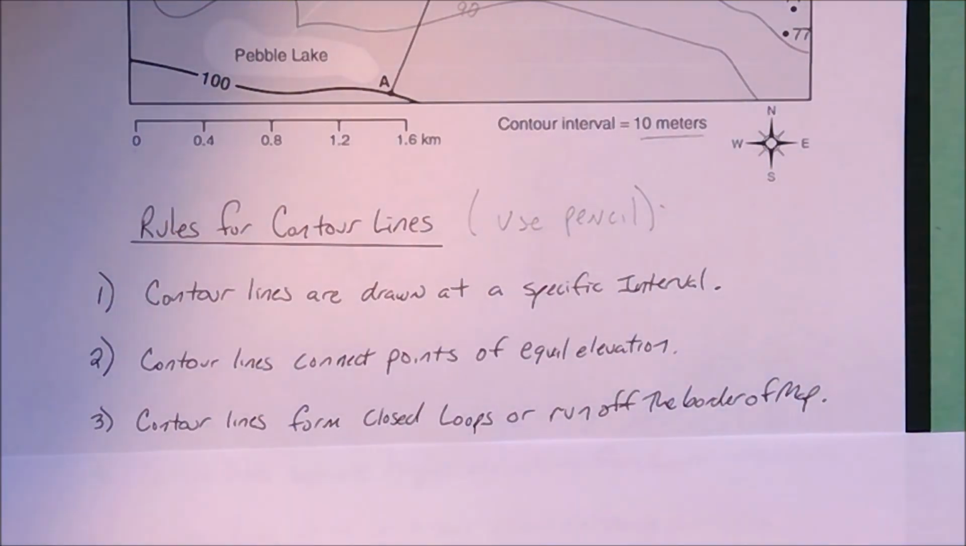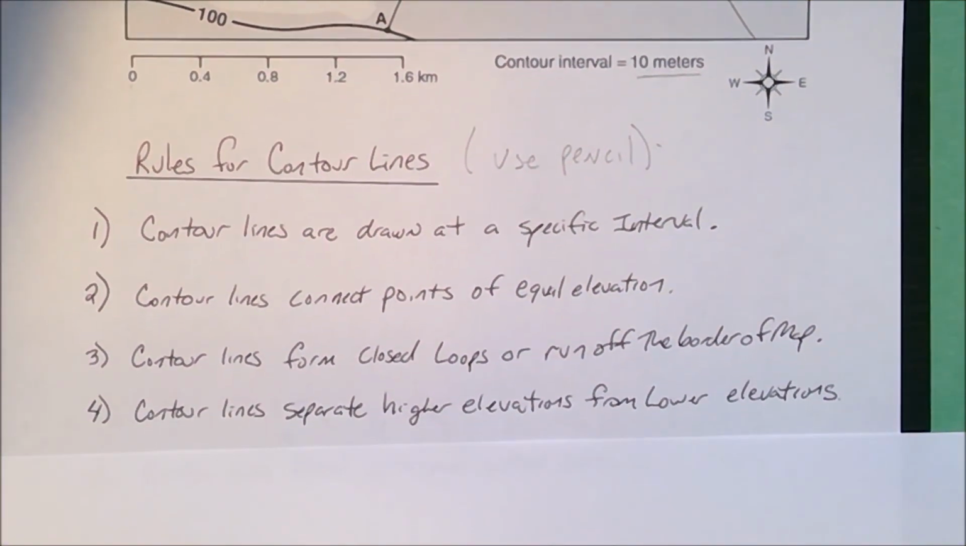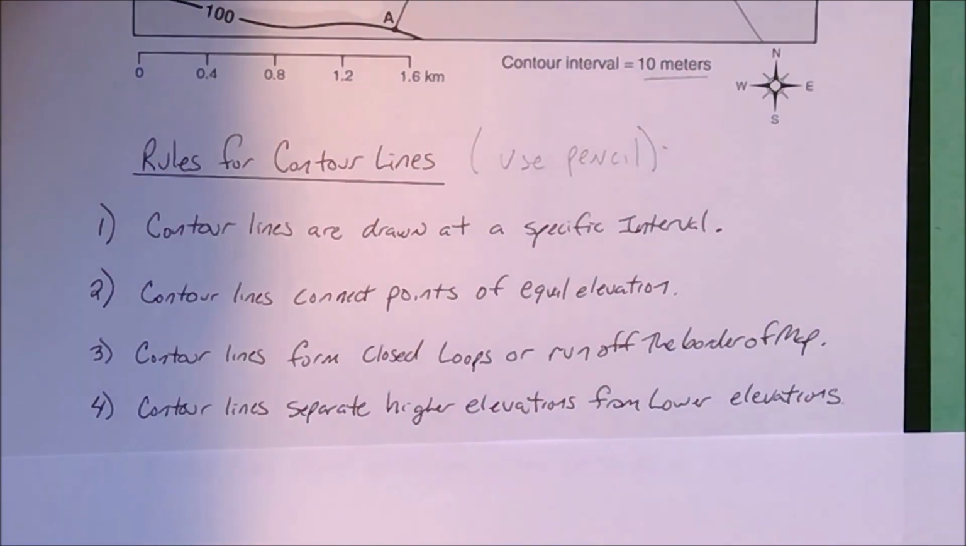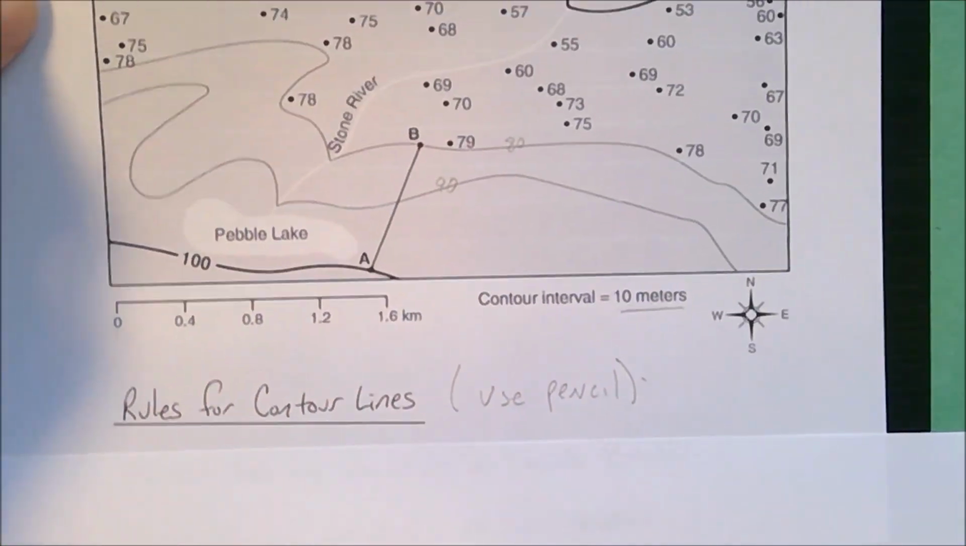All right, rule number 4 that we have, if you've drawn your contour lines correctly, your contour lines will always separate higher values from lower values. So on a contour map, all your higher elevations will be on one side, all of your lower elevations will be on the other. Finally, you'll see on this that this map contains Stone River.